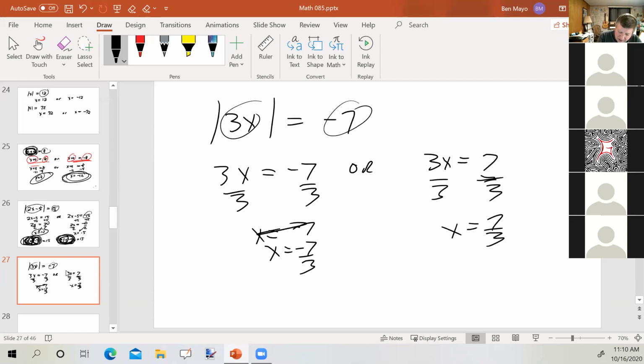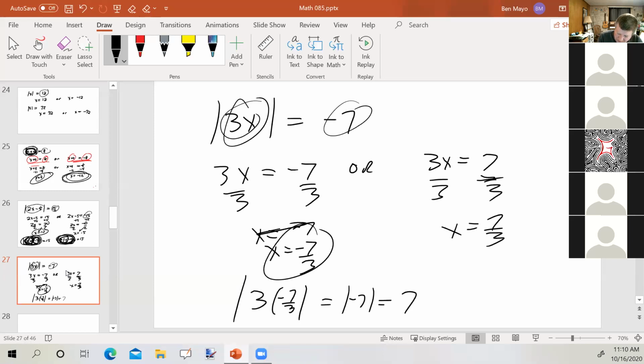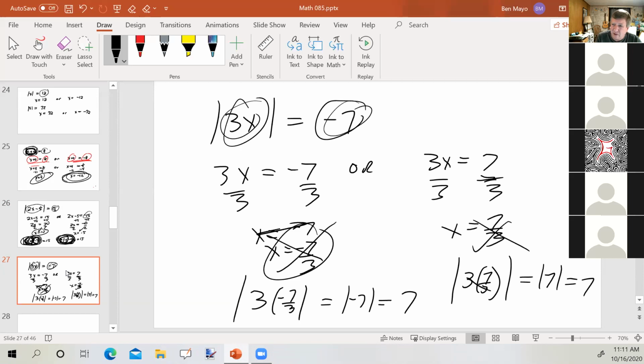All right, well, if x is -7/3, and we plug that in here, we get the absolute value of 3 times -7/3, which would be the absolute value of -7, which would be 7, right? So that one doesn't work. If x is 7/3, we get 3 times 7/3 absolute value, which would be the absolute value of 7, which is 7. That one doesn't work either.